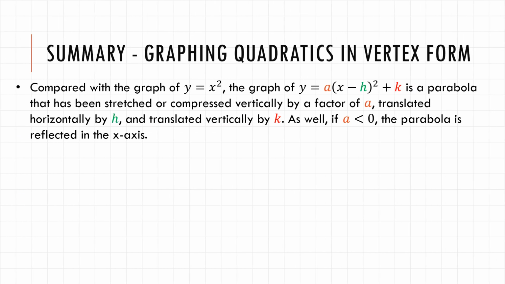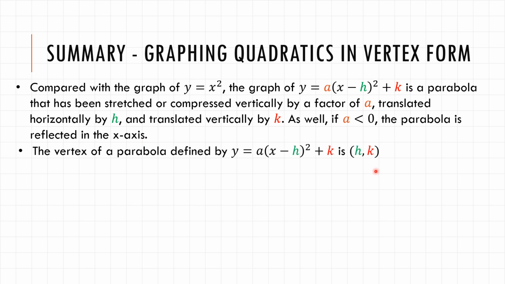Putting all of that together, compared with the graph y equals x squared, the vertex form of a function is still a parabola, but it's been stretched or compressed vertically by a factor of a. It's been translated horizontally by h, and it's been translated vertically by k. And finally, if a is a negative number, it's also been reflected vertically, or in the x-axis.